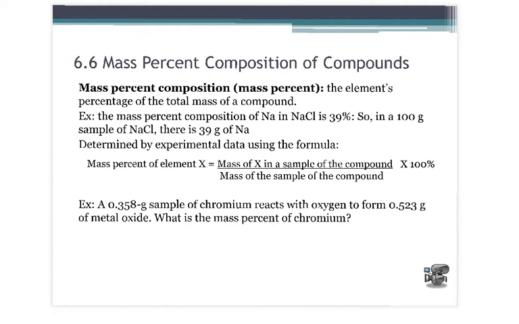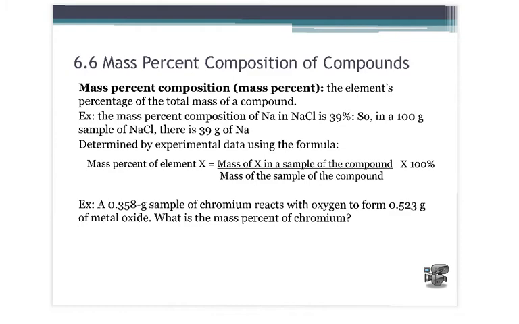To figure this out, the mass percent of element X, we take the mass of X in the sample of the compound of that element, and we divide it by the mass of the whole sample. So it's part per whole times 100 to turn it into a percentage. If we have a 0.358 gram sample of chromium react with oxygen, it gives us a chromium oxide, or a metal oxide, that has a mass of 0.523 grams in the lab. What is the mass percent of chromium?